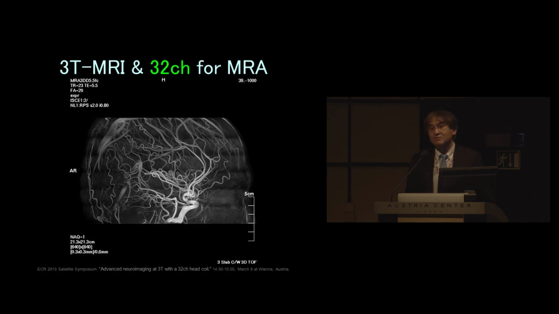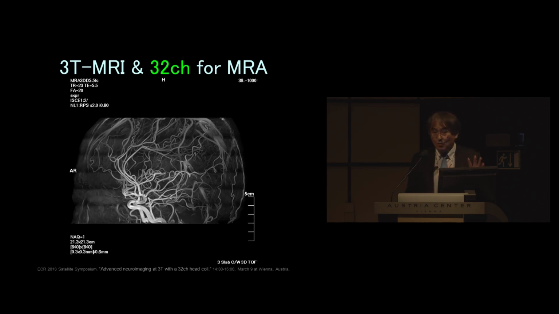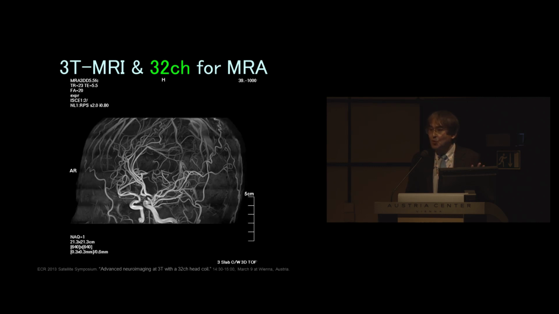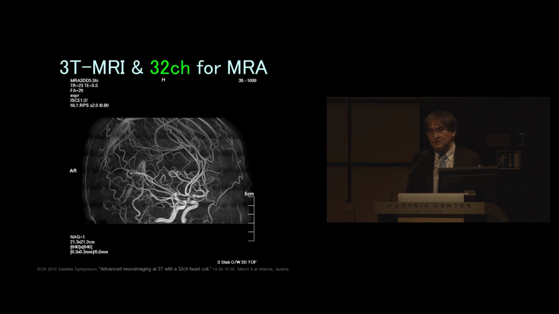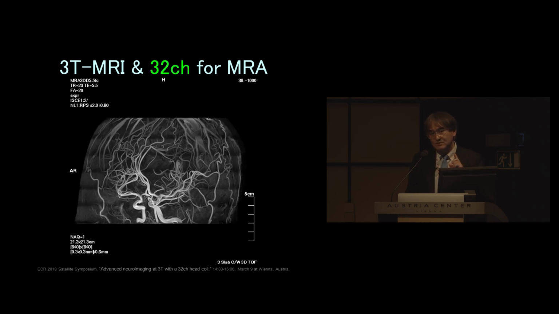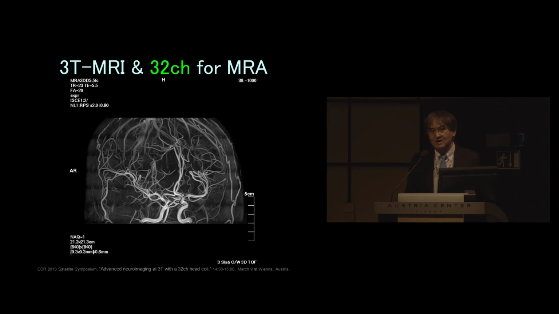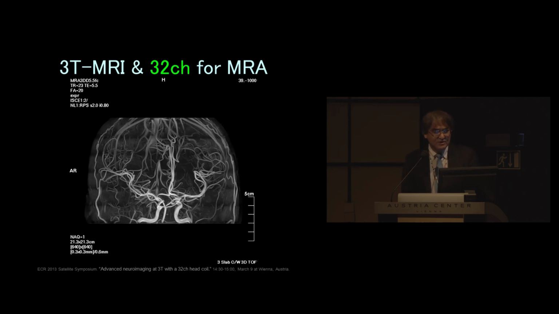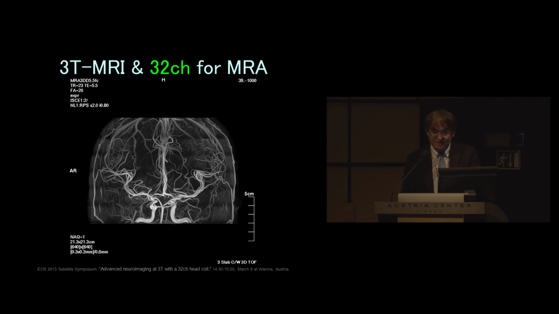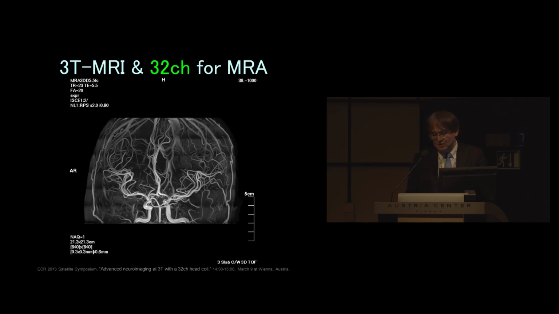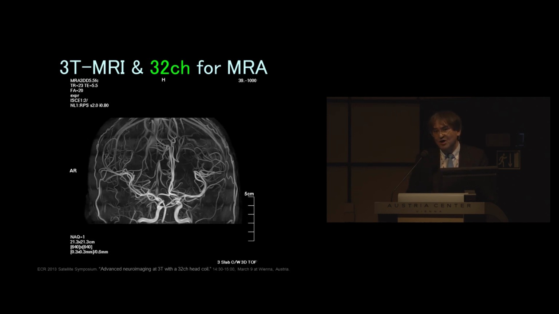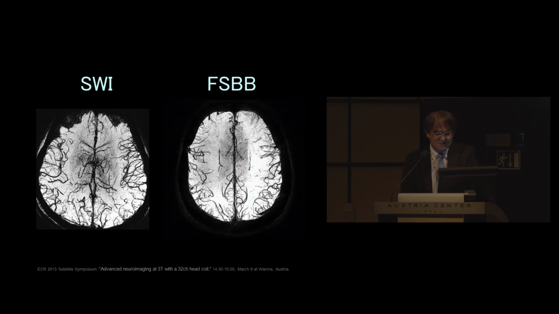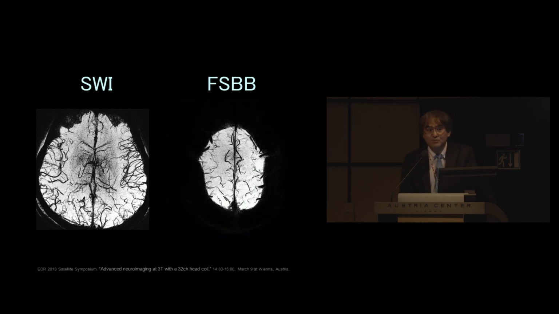Okay, this is a time of flight, but this is a white blood angiography. But there's also a black blood angiography, which is often used for the carotid imaging, but at the same time, as you well know it, that's SWI, which visualizes arteries and also veins. But in Toshiba, there's another option, which is called FSBB. Please look at it. What is your impression on it?